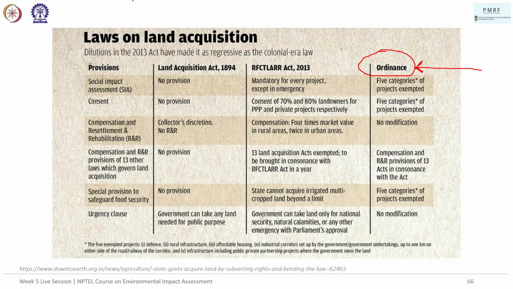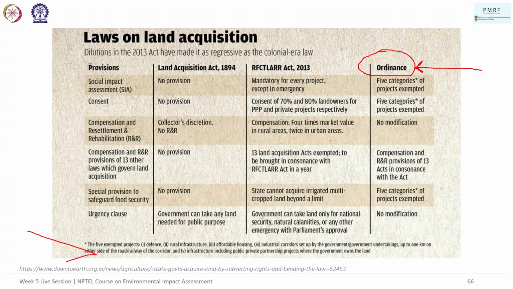Right. So when it came to LARR, the social impact assessment was made mandatory for every project except an emergency. However, the ordinance sort of diluted it, saying five categories of projects are exempted from this requirement. So, what are these five exempted projects? Defense, it's given here, right? So, defense, rural infrastructure, affordable housing, industrial corridors set up by the government or government undertakings, up to 1 kilometer on either side of the road or railway of the corridor, and infrastructure including public-private partnership projects where the government owns the land, right? So all of these have been exempted from the mandate of a social impact assessment.